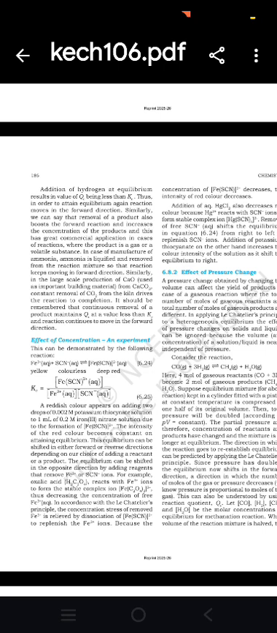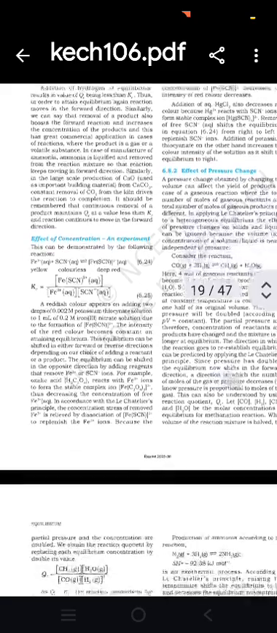In the manufacture of ammonia, ammonia is liquefied and removed from the reaction mixture so that the reaction keeps moving in the forward direction. Similarly, in large scale production of calcium oxide, an important building material, from calcium carbonate, constant removal of carbon dioxide from the kiln drives the reaction to completion. It should be remembered that continuous removal of product maintains Qc at a value less than Kc and the reaction continues to move in the forward direction.